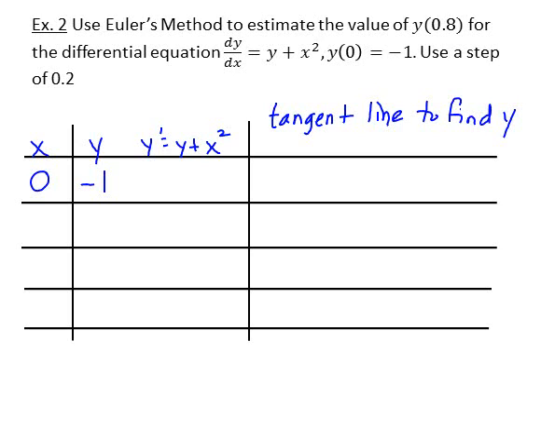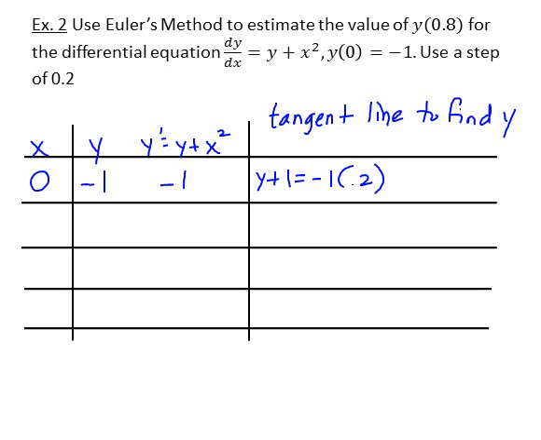Next, I'll use Euler's method to estimate the value of y of 0.8 for the differential equation dy/dx equals y plus x squared if y of 0 is equal to -1, using a step of 0.2. My table has columns for x, y, y prime, and the tangent line. Starting with the initial point (0, -1) in the first row, plug these into the differential equation to calculate the slope, and use this information to write an equation of a line.